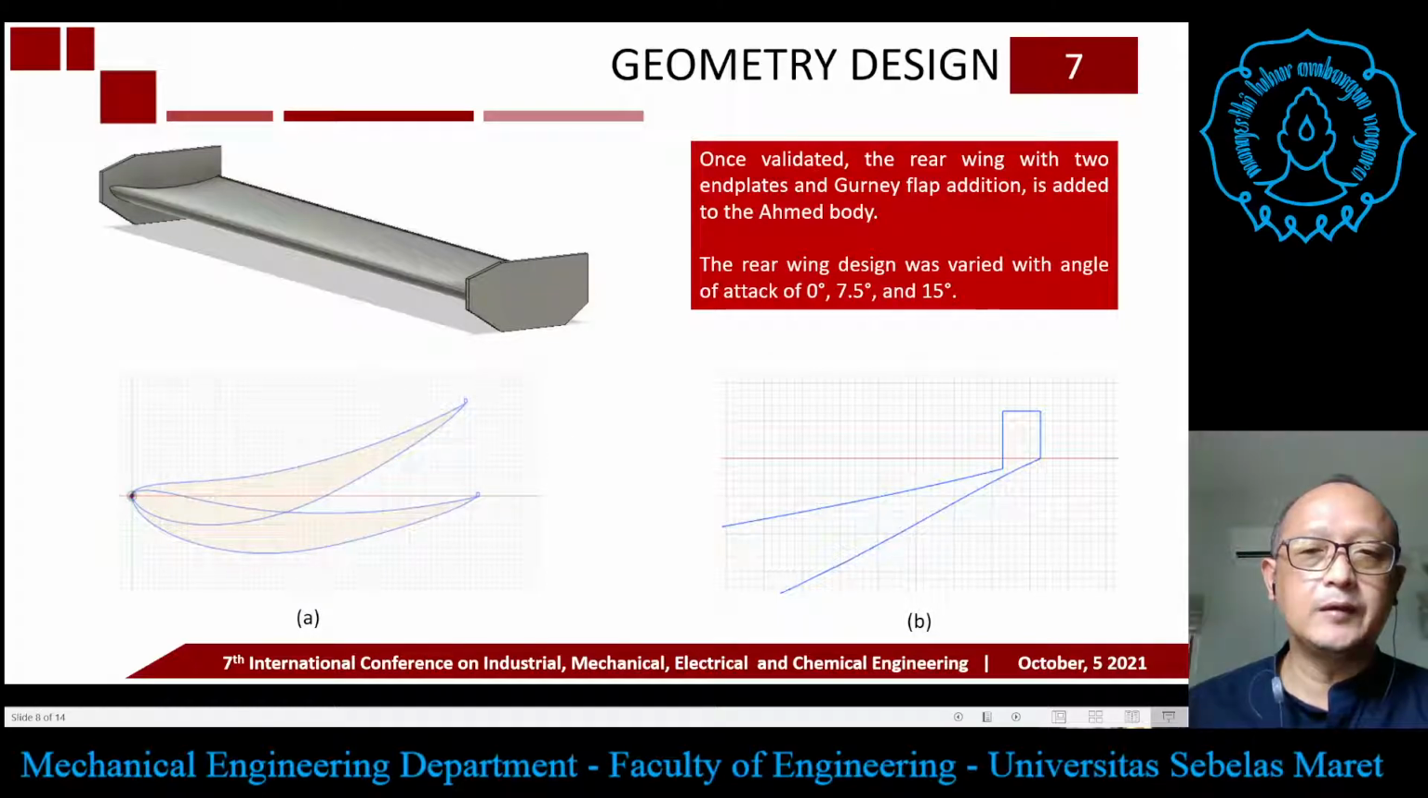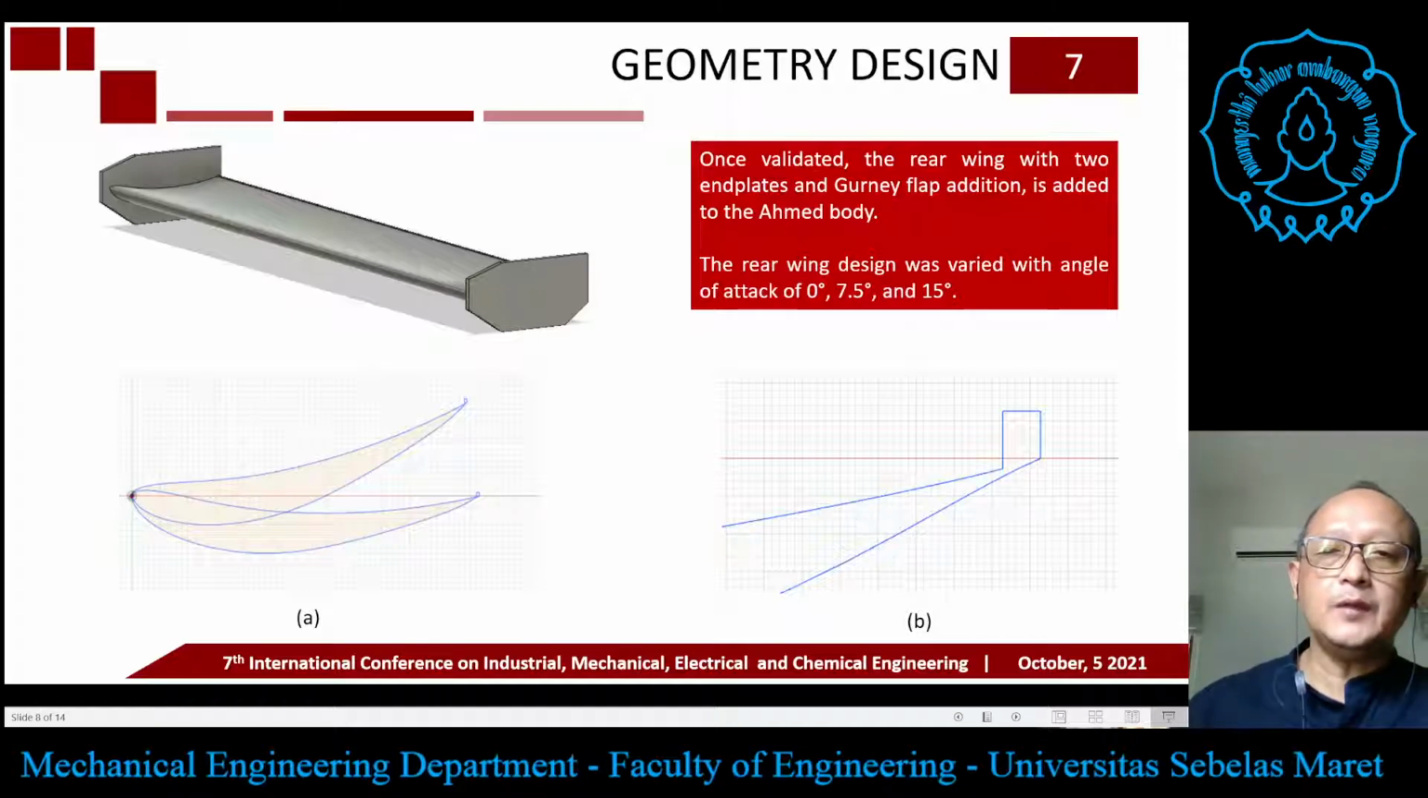After validation of the Ahmed geometry model, we add the rear wing on the Ahmed body. The design of the rear wing has two end plates, and then we compared the rear wing without Gurney flap to the rear wing with Gurney flap. The angle of attack of the model would be 0 degrees, 7.5 degrees, and 15 degrees.